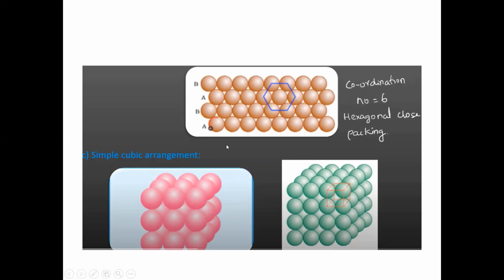Next one is the 3-dimensional arrangement. In 3-dimensional arrangement, the atoms are arranged in the cubic form. This one is a cubic form, and we call it the simple cubic arrangement.